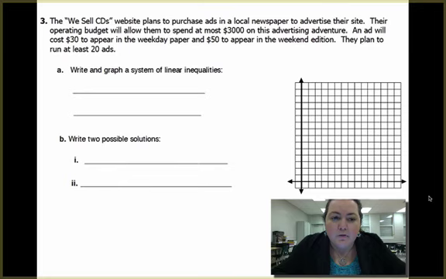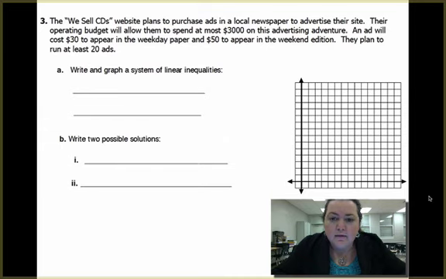Alright, number 3. The We Sell CDs website plans to purchase ads in a local newspaper to advertise their site. Their operating budget will allow them to spend at most $3,000 on this advertising adventure. An ad will cost $30 to appear in the weekday paper and $50 to appear in the weekend edition. They plan to run at least 20 ads.